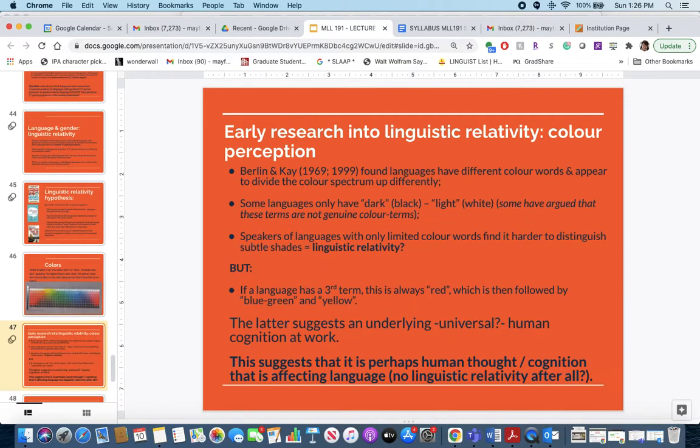Early research into this linguistic relativity of color perception found that languages with different color words appear to divide the color spectrum differently. Some languages might not have a color for blue, but they'll have a color for dark and a color for light, right? Although some have argued that these are not really genuine color terms, they're more of a contrast. But speakers of languages with only limited color words find it harder to distinguish subtle shades, right?